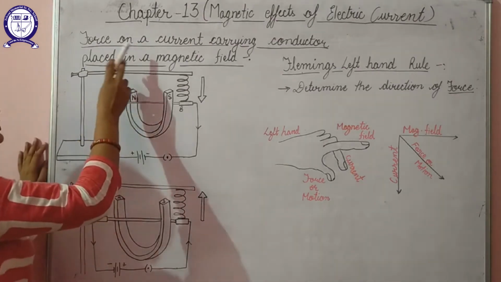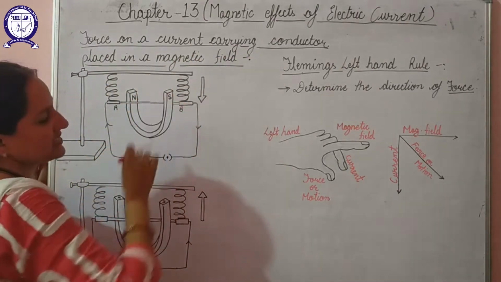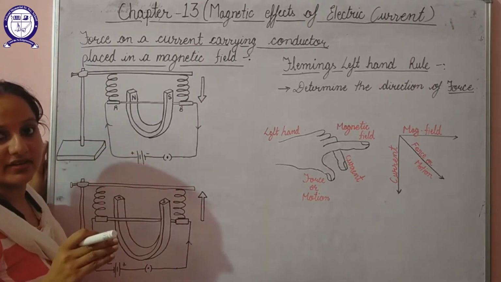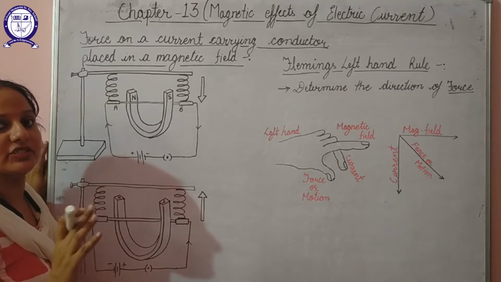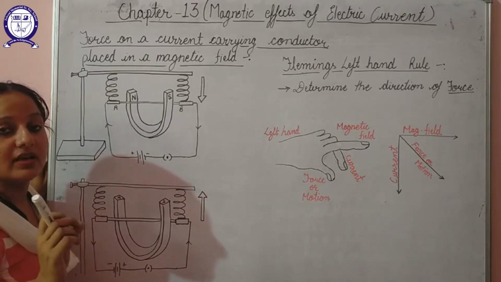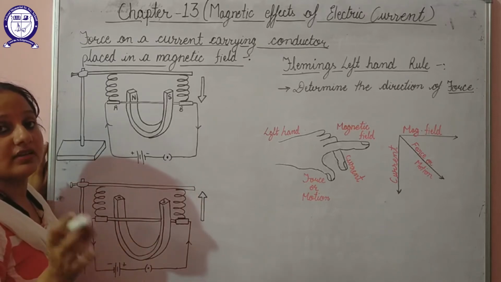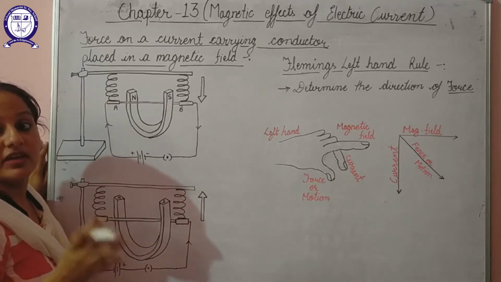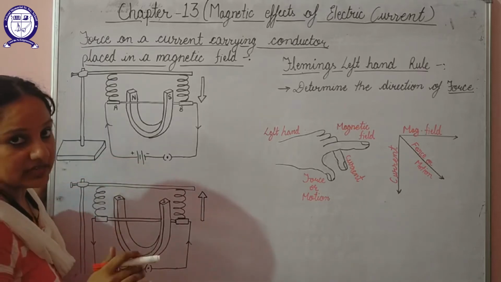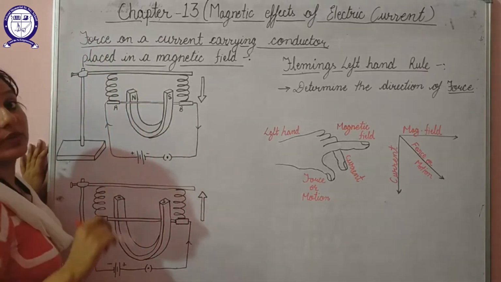Next is, force on a current carrying conductor placed in a magnetic field. Till now we have studied that if a current carrying conductor is there, some magnetic field will be generated around that conductor, and that conductor will behave as a magnet. Now we will study what will happen if we place a current carrying conductor in some magnetic field. Then some force will act on the conductor.